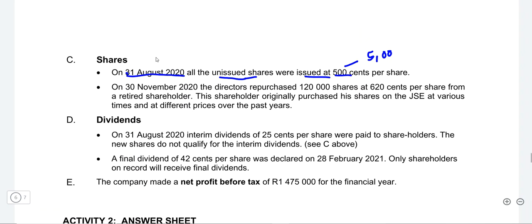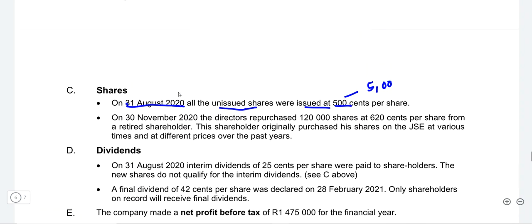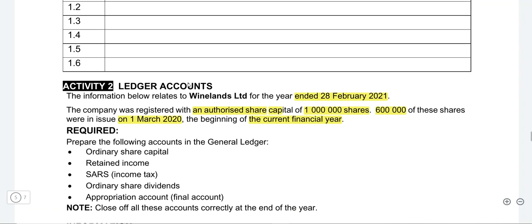So we need to try and remember how many shares were unissued. If you remember at the beginning, they issued 600,000 out of 1 million. So if you say 1 million and then you subtract the 600,000, you are going to be left with 400,000. So it means those 400,000 shares were not issued. This is what they are referring to.